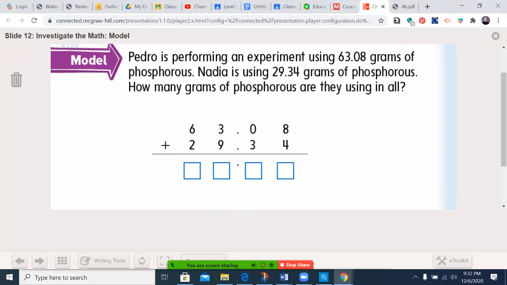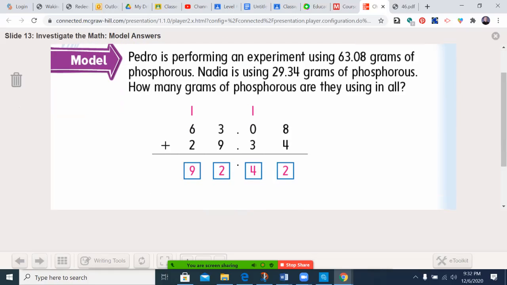So you notice they line up the decimal points. And beyond that, everything else is regular addition. So don't let it trick you. 8 and 4 is 12. We put a 2, we regroup the 1. If you're a parent at home, you're like, regroup, huh? We call that carrying back in the day.